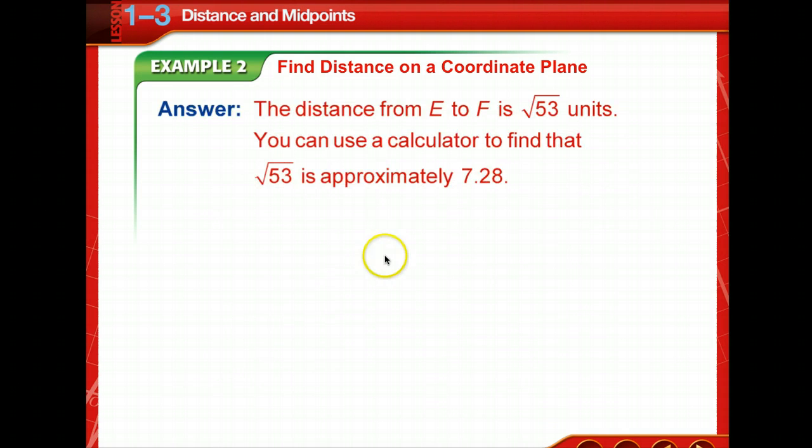Now you can plug that into your calculator and find out that the square root of 53 is approximately 7.28. I'll accept either answer, or if you want, you can give me both. The answer is square root of 53, and then you can say or 7.28. I'll accept both answers.